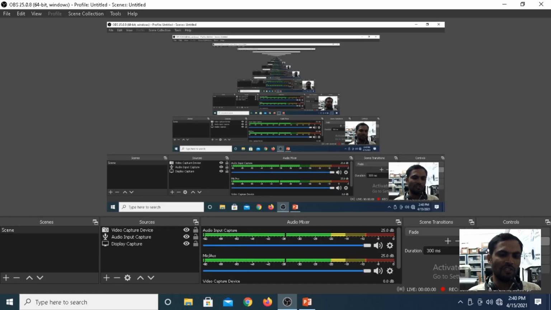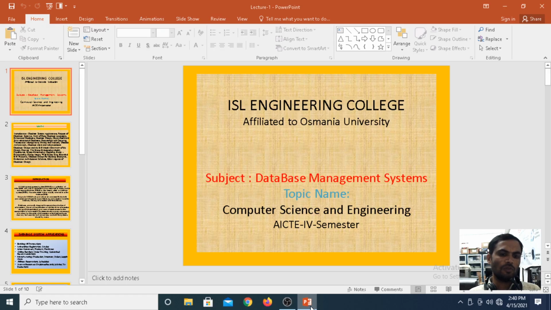Good afternoon, everyone. In today's class, we are learning about the subject Database Management System. It is the first class. Actually, this Database Management System subject is there in AICT 4th semester.